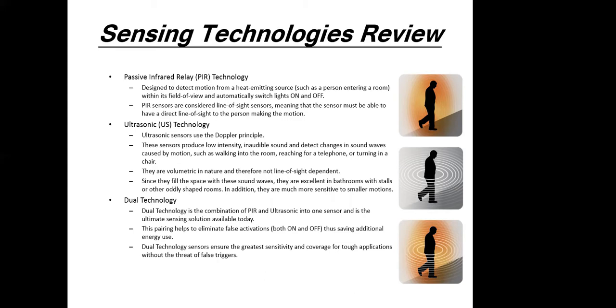The main reason you don't just stick dual technology everywhere is cost. Passive infrared is the least expensive option. Ultrasonic is a little more, and then dual technology is more because it includes both of them. It's also not necessary everywhere. If you have a corridor, you're not going to have someone sitting there typing on a computer, so you can just use passive infrared in something like a corridor.